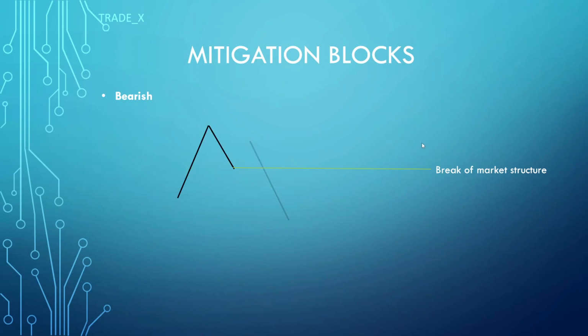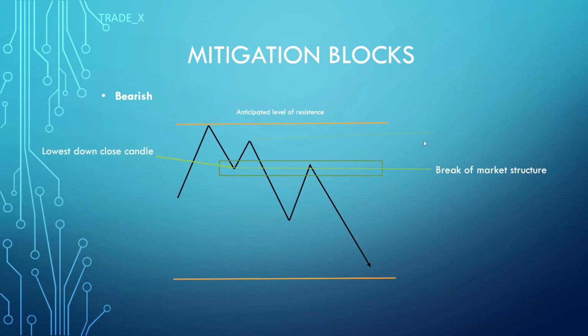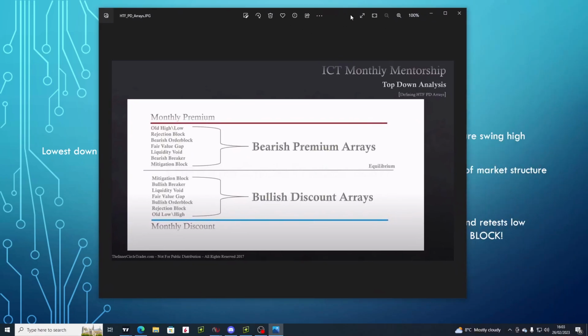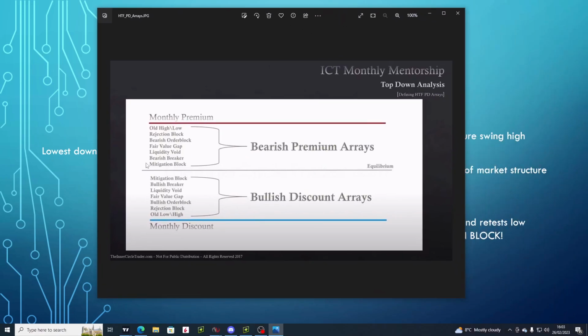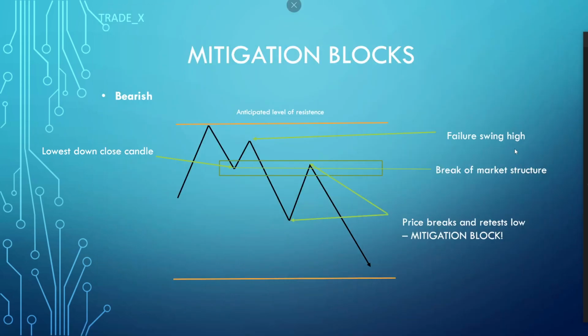So let's just go through some examples here on these study charts, and then we'll go into the real charts, right? So this is an anticipated level of resistance. So this can be a PD array on a higher time frame. Now, if you don't know what the PD array matrix is, I'll just bring it across. So it can be either one of these on a higher time frame, right? So price can be running into this, and it's acting as a form of resistance.